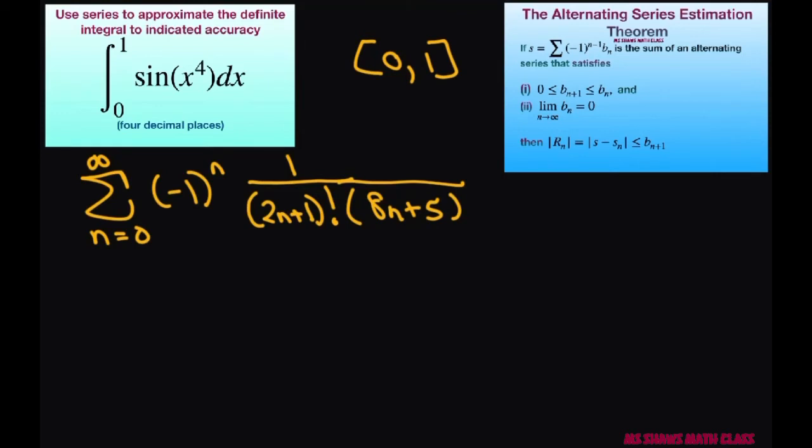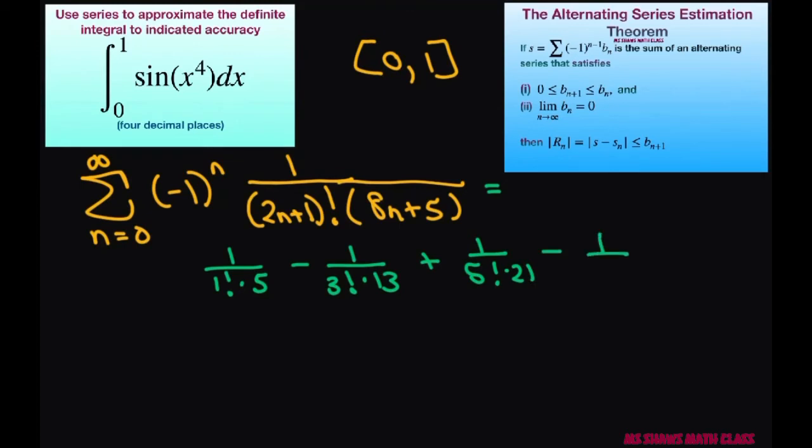Now, let's go ahead and expand some of this. If we expand it, this is going to equal, starting at 0, 1 divided by 1 factorial times 5, then minus 1 divided by 3 factorial times 13, plus 1 divided by 5 factorial times 21, minus 1 divided by 7 factorial times 29, plus dot dot dot.